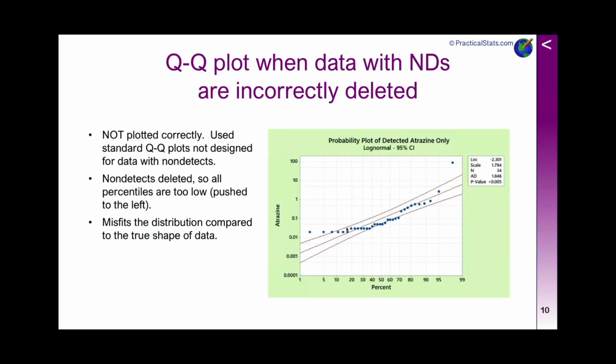So just some examples of things you should not do. First, delete the nondetects. If you delete the nondetects and then plot them on a standard QQ plot, that's not in the section on censored data, but just a regular QQ plot, then the lowest value here really should be at the 31st or 32nd percentile, but it's being put down here at about the 1st or 2nd or 3rd percentile. So all of the percentages are incorrect. And that means that visually it gives you an incorrect idea of what the distribution is.